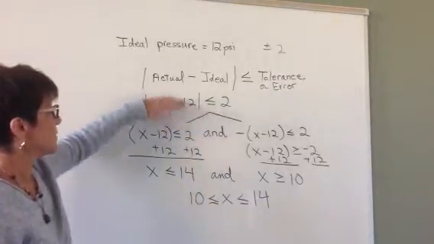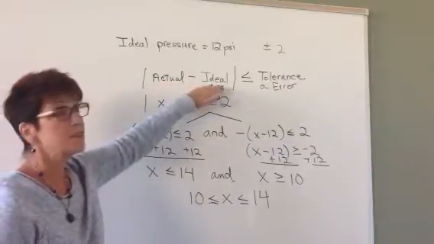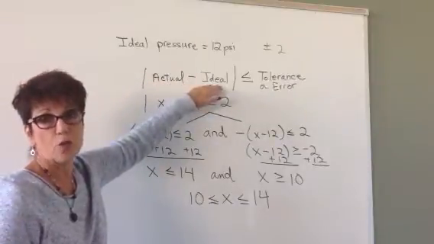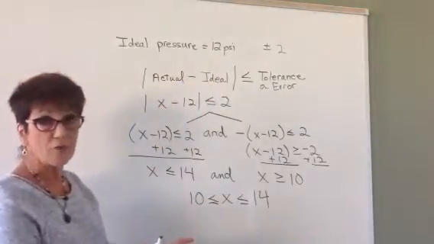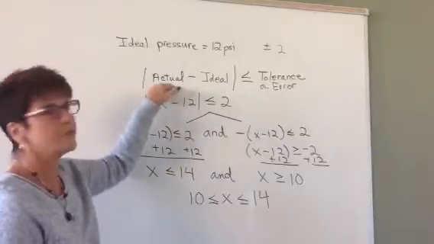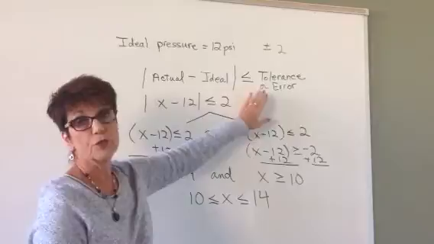Again, remember that it's the actual thing that you have, subtract the ideal amount that you want. The pressure of the ball that I want was 12. What I have, I'm not sure. We'd have to measure what that was. And it has to be less than or equal to the error.